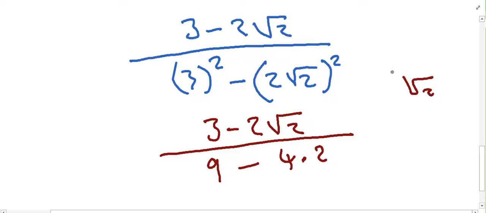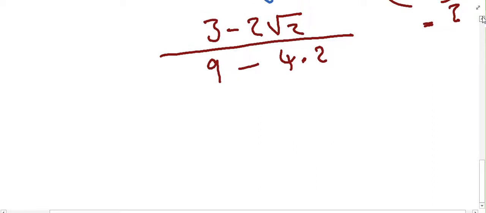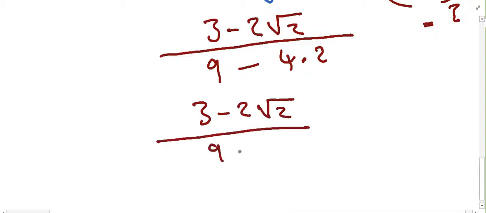Okay, you know, square root 2 squared is what? It is surely 2. It is surely 2 if you work it out like that. And then square root 2 squared is 2. Okay, so we have that. Since we have that, the dot here is just standing for multiplication. So we're going to have 3 minus 2 square root 2 over 9 minus what?